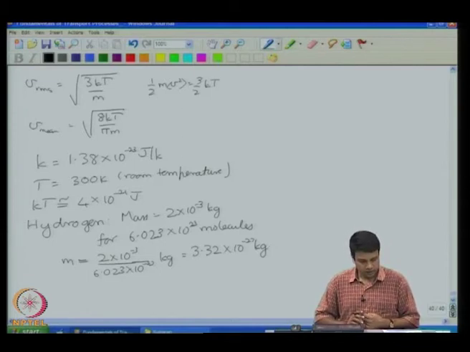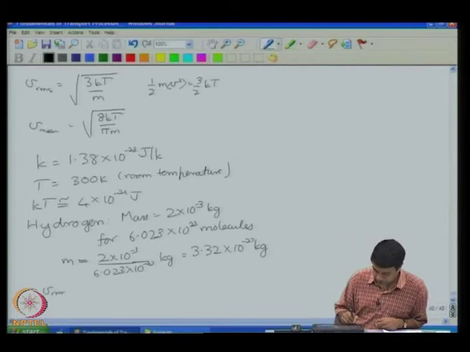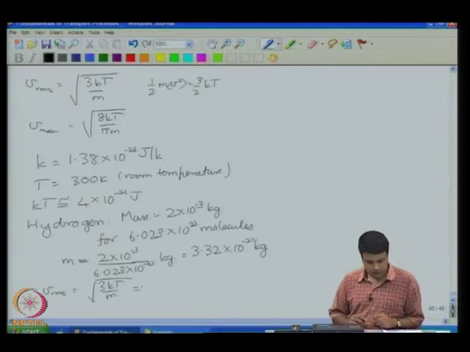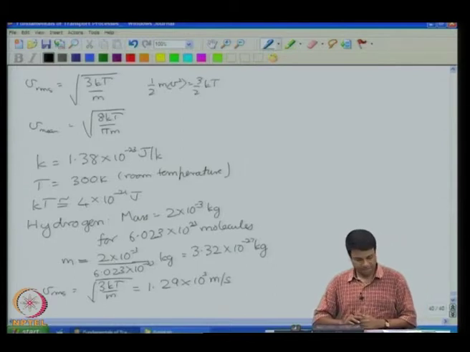On that basis, I can find out Vrms, which is equal to the square root of 3kT by m. With these figures, my calculation shows that this is about 1.29 into 10 power 3 meters per second. So, this is the fluctuating velocity of a hydrogen molecule in hydrogen gas.